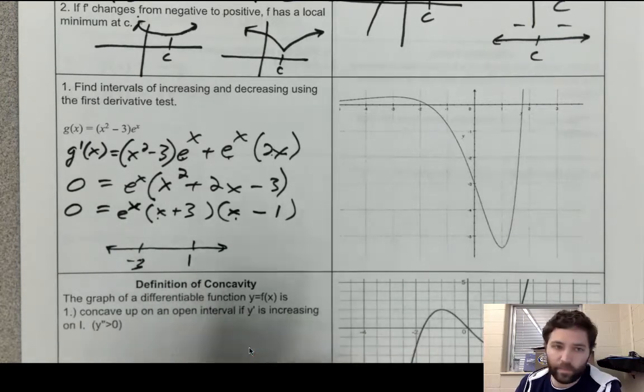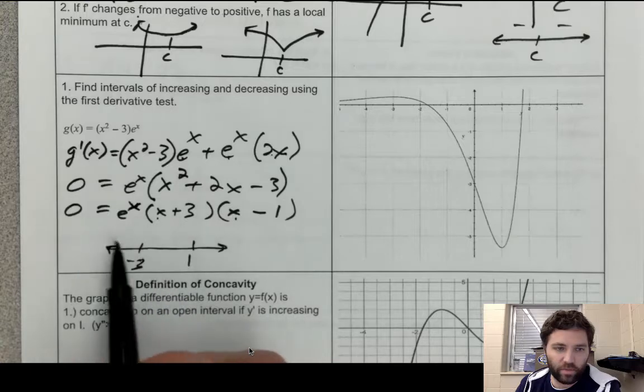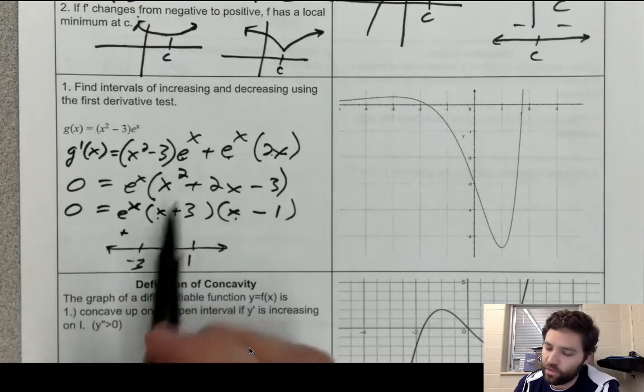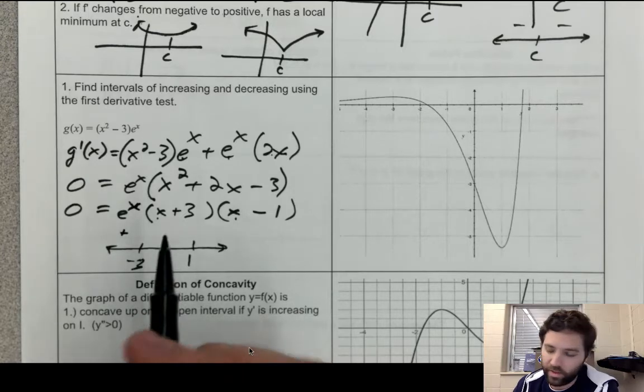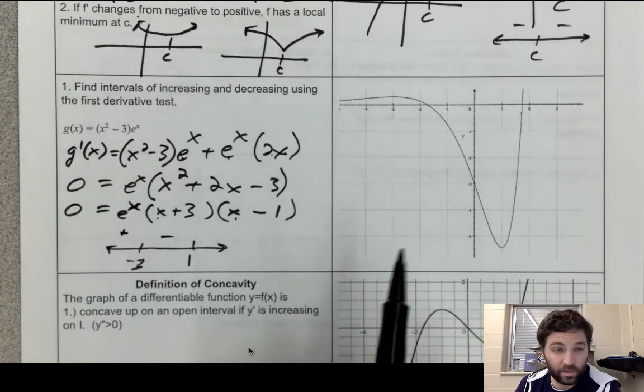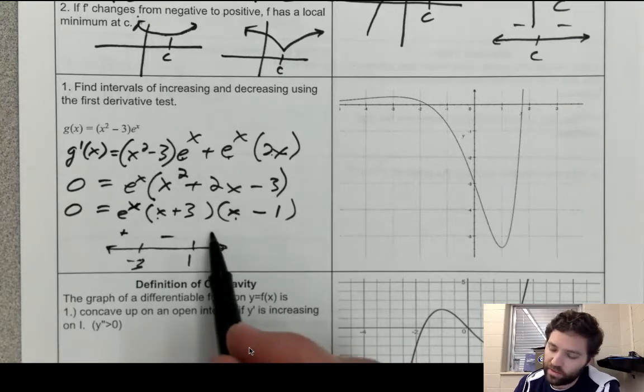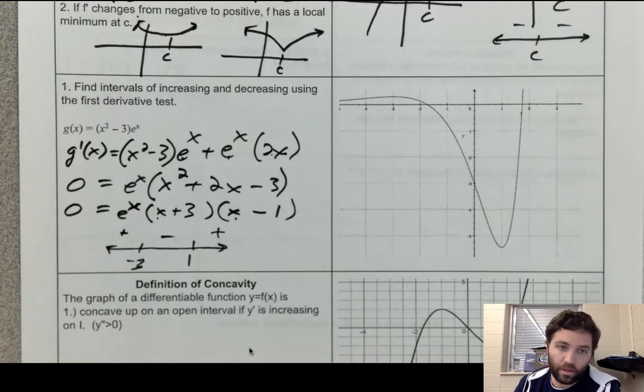and +1. And then you pick points on each interval, right? So maybe we check -4. If you do that, you'll get a positive number. If you check 0, you plug that in, you'll get a negative number. By the way, I'm plugging into the derivative. Plug in a number like 2, you'll get a positive number there, okay?